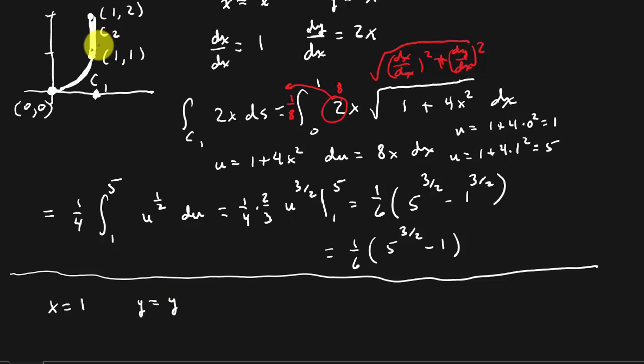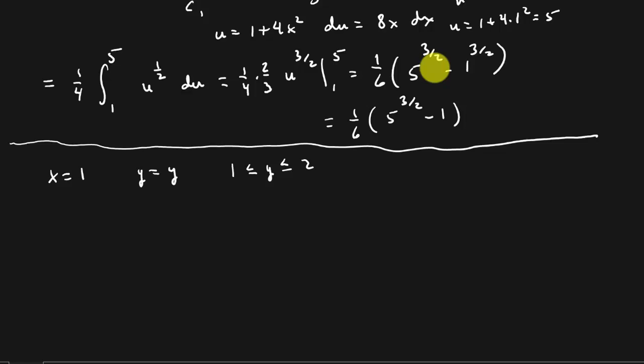Because anywhere on this line, regardless of what y is, x is 1. And we are going to go from 1 to 2. See, y is going from here to here, 1 to 2. All right, so now we're going to differentiate with respect to y. So I get dx/dy equals 0, and dy/dy is equal to 1.